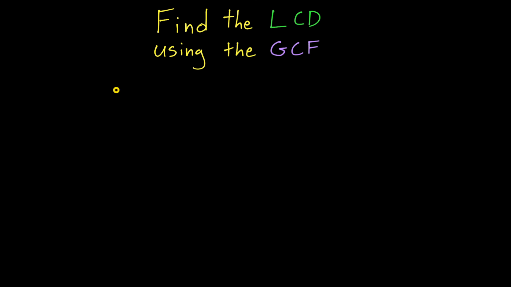In a previous video, I showed you how to find the least or lowest common denominator, the LCD, using prime factorization. Now I'm going to show you how to find the LCD using the greatest common factor, also known as the greatest common divisor. So if you don't remember what the greatest common divisor is, please feel free to look at one of my previous videos where I explained that in great detail.